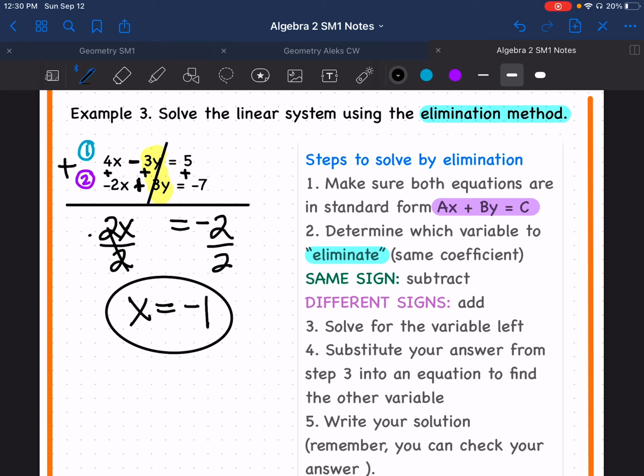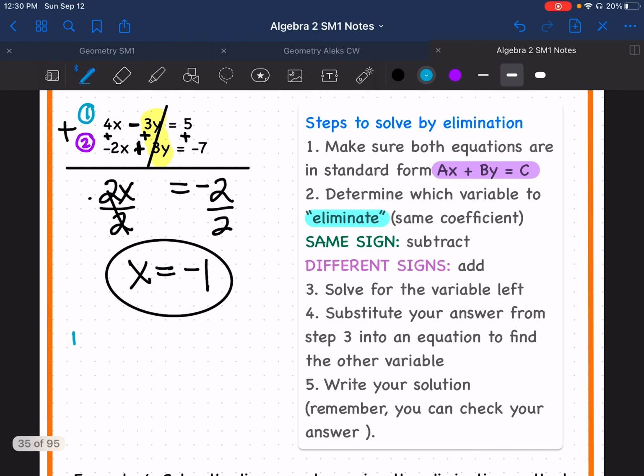Now I'm going to substitute my answer from step 3, that's the circled -1, into an equation to find the other variable. It is completely my choice. Would I rather do -3 times -1, or would I rather do +3 times -1? It's totally my choice. I think I'm going to plug it into equation number 1, which is 4, but x is going to become -1, minus 3y equals 5. So in this blank, I'm going to put my -1 from up above.